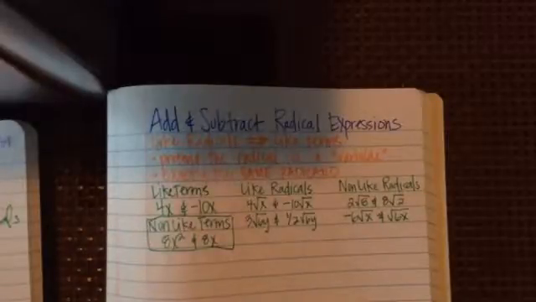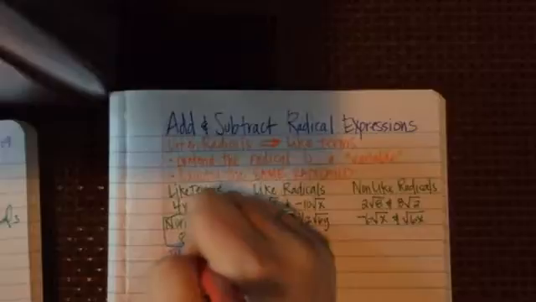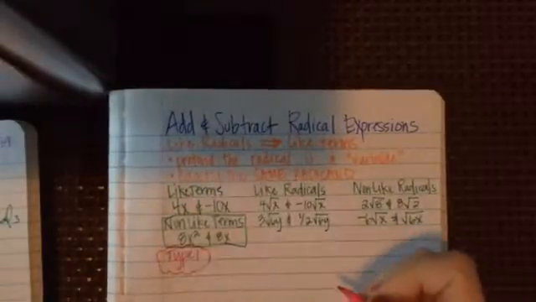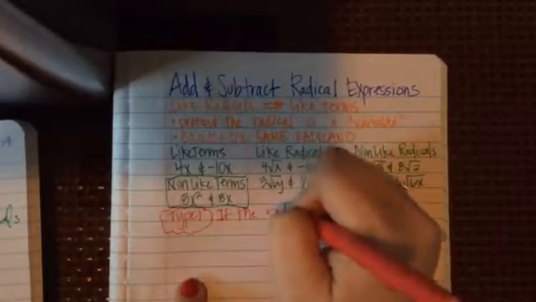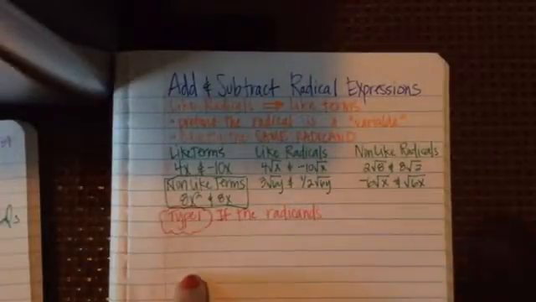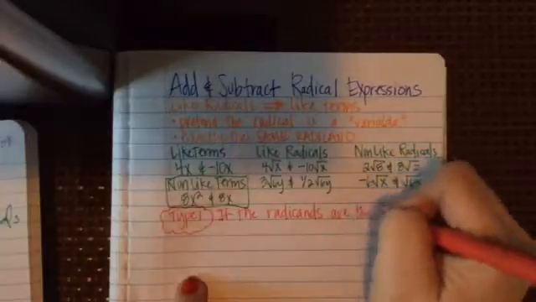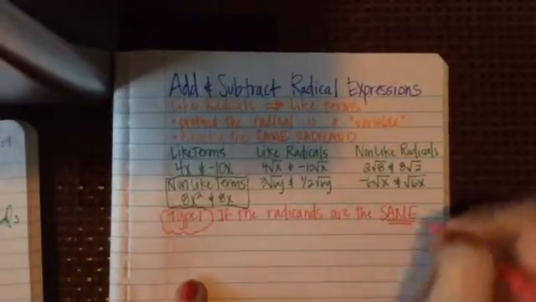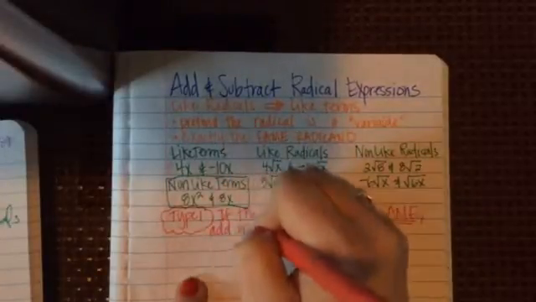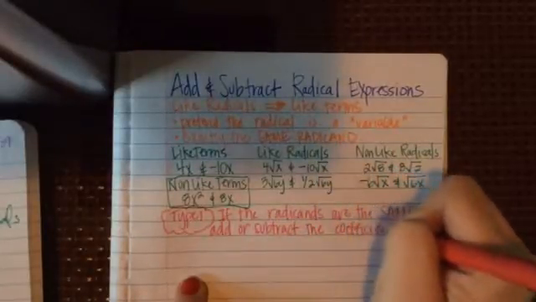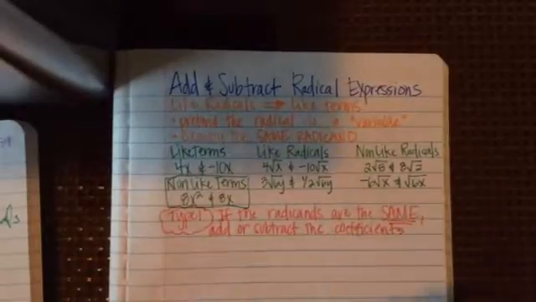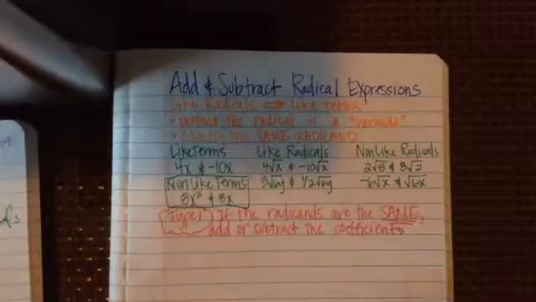So there are going to be two types of problems you're going to encounter. Always, right? There's the easy ones and the hard ones. So let's talk type one first. So easy. Type one problems. If the radicands, again, the number underneath that radical sign, are the same, you add or subtract the coefficient, right? So the number out in front. If the number underneath the radical sign is exactly the same, just add or subtract the coefficients.